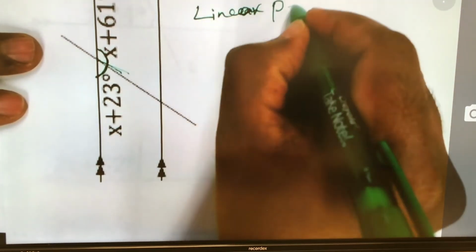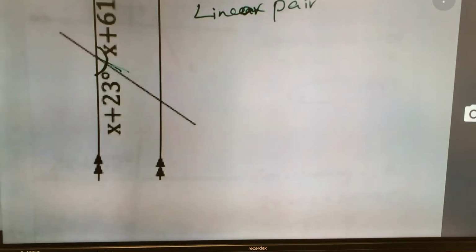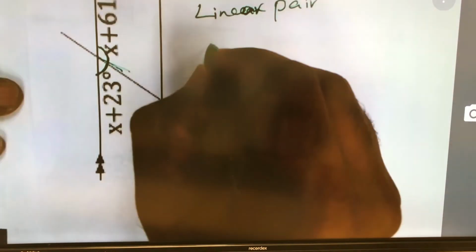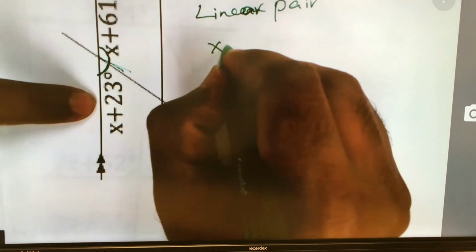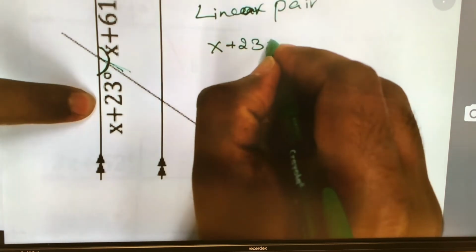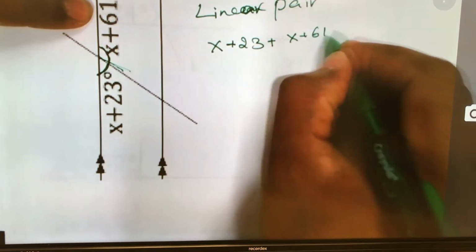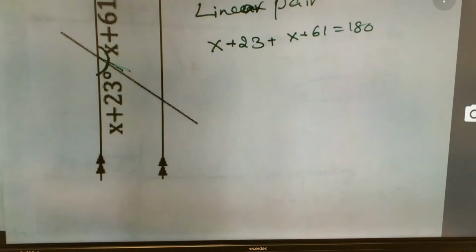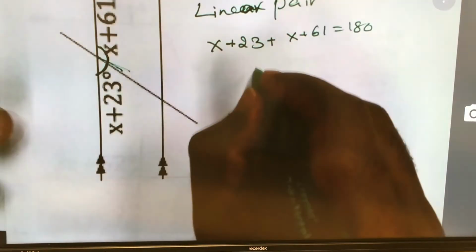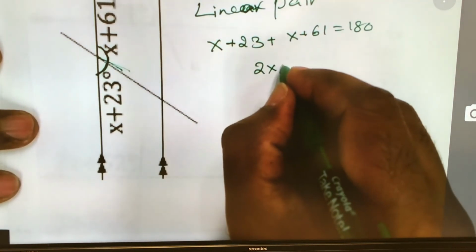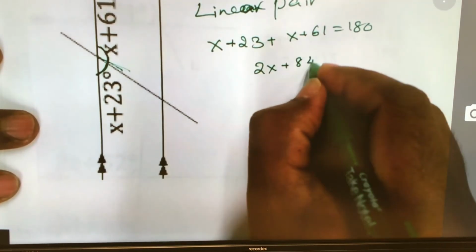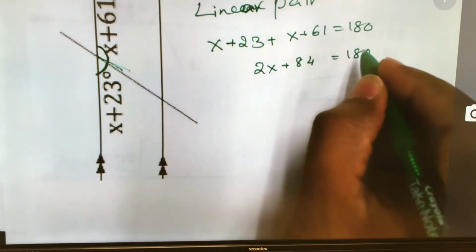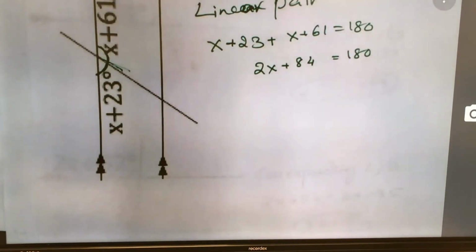A linear pair. So linear pair means they are supplementary, they add up to 180. So I can set up the equation, the first angle x plus 23 plus the second angle x plus 61 is equal to 180. So I can combine the like terms, so I will get 2x plus 84 is equal to 180. Then subtract 84 from both sides, so 180 minus 84. So you get 96.